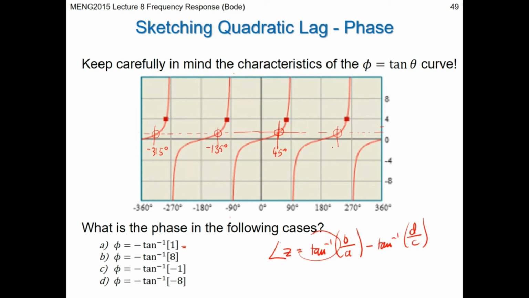Or you could equally have what's this? This is 215 degrees, I think. Right, so all of those are solutions to that particular problem, right? Of inverse tan of 1. You could do the same for inverse tan of 8, which is here, right?